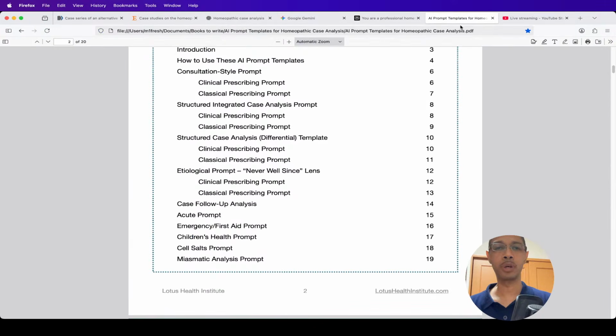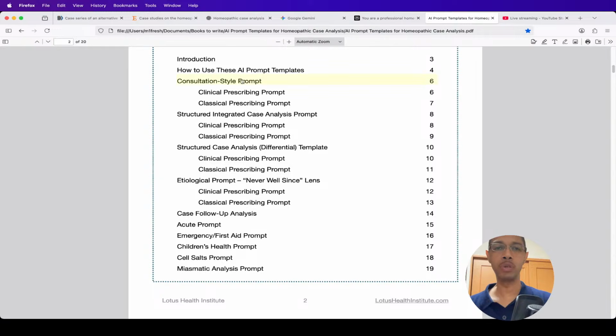And let me put that back on the screen here. So we used the consultation style prompt where we asked just for suggestions or recommendations. This is a structured, integrated prompt. And there are two flavors of both: clinical, classical, etiological prompt. The difference would be that it's supposed to take the totality of the case in the classical. We got another prompt, awesome. We got one for emergency, one for acute. Which one should we choose?